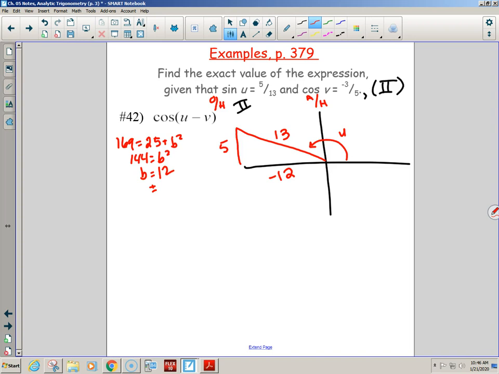Yeah, you could say it's going to the left. You could say it's in the second quadrant, so adjacent, or cosine, is negative. Different ways of thinking about it. But it being in the second quadrant dictates I have to put the negative there.